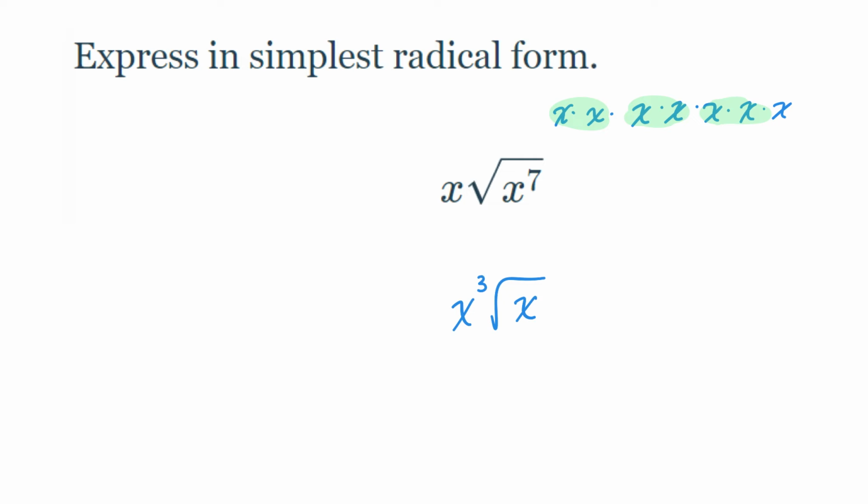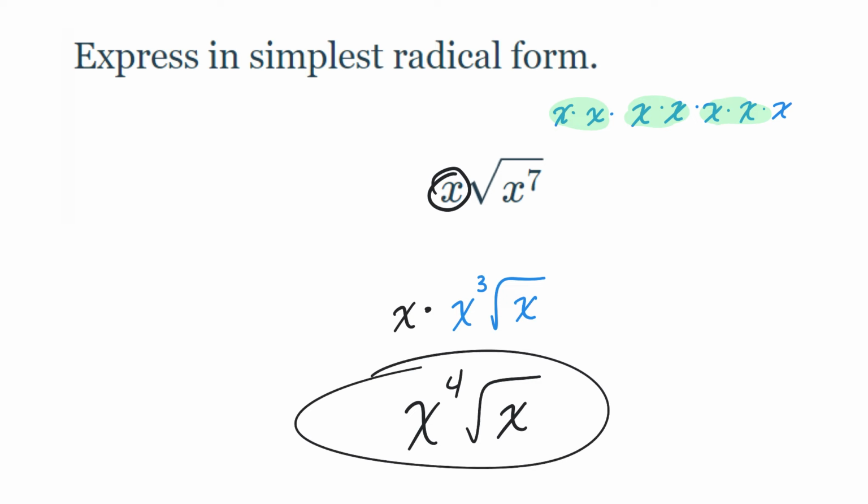So this is how the square root of x to the seventh would look. But let's not forget, we already had an x sitting out there waiting for this one. So what we end up with is x times x to the third, which is x to the fourth power, times the square root of x. And this is the simplest form.